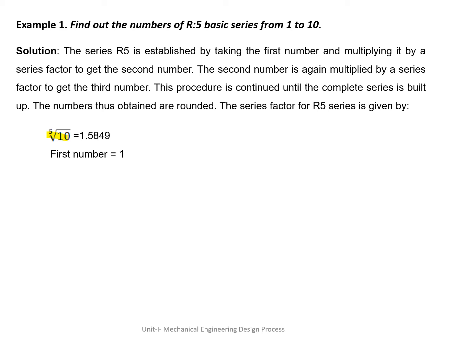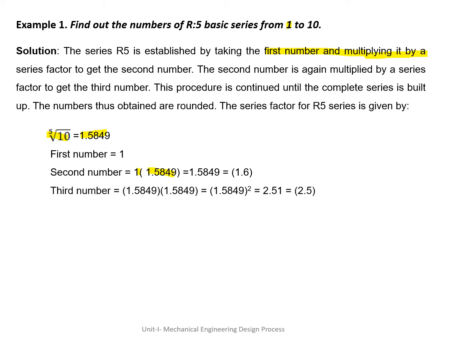So the first number is 1, and this is our last number, 10. Multiplying the first number by the series factor, we get 1.5849, or in round figures we can take 1.6. In the same way, the second number multiplied by the series factor gives the square of 1.5849. We get 2.51, or you can say 2.5.